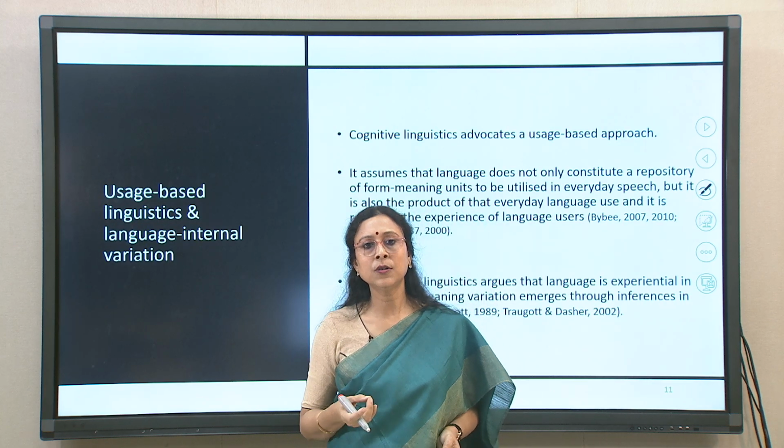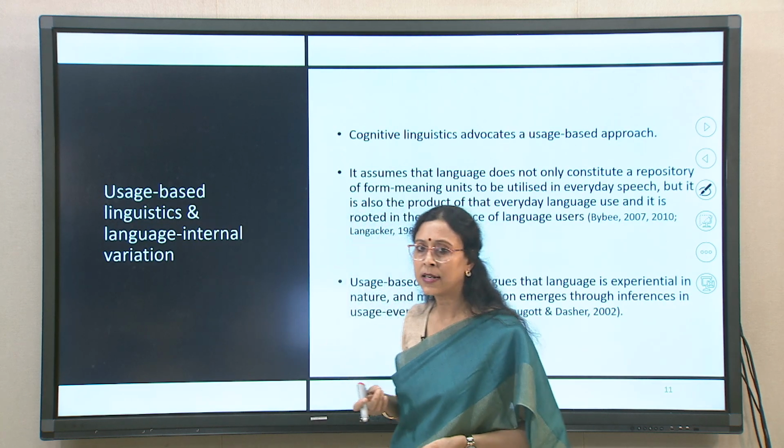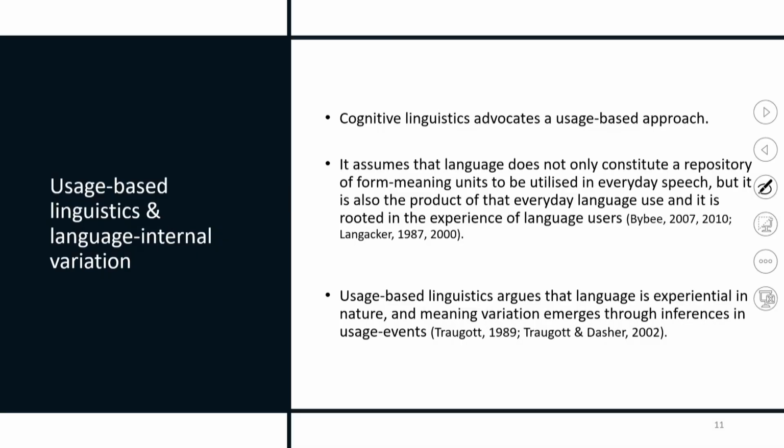Now, there is also a bit of understanding about why cognitive linguistics should have a usage based approach, because it assumes that language does not only constitute a repository of form meaning, which is what structure refers to, to be utilized in everyday speech, but it is also the product of that everyday language use, and it is rooted in the experience of language users. So, this is where the embodied cognition aspect comes in.